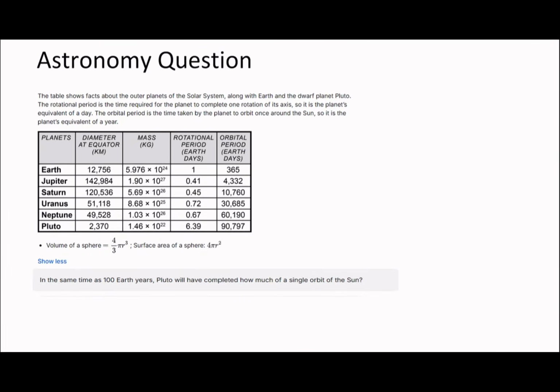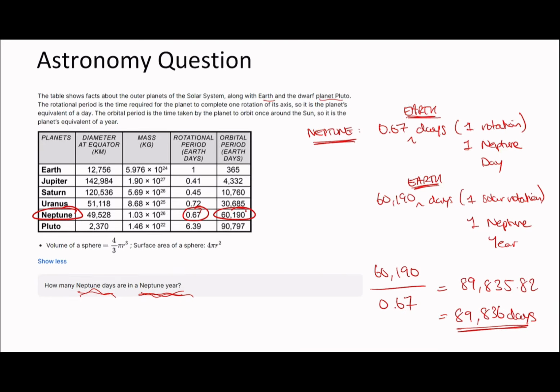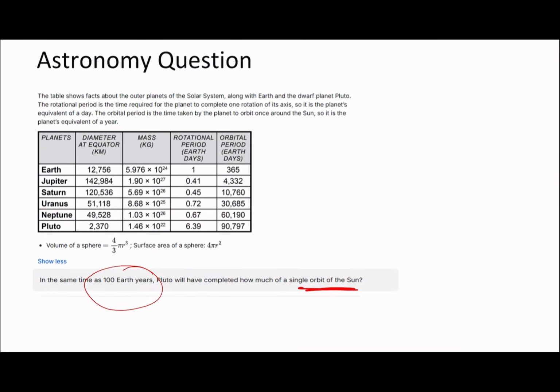In the same time as 100 Earth years, Pluto will have completed how much of a single orbit of the Sun? Okay, so once again, conversion of ideas. Remember what we said. Orbital period is the solar orbit time, right? So it's the time taken for one solar rotation. That's the bit that we need. So the only number we're interested in here is the 90,797.